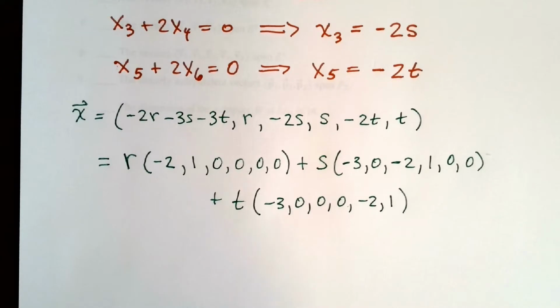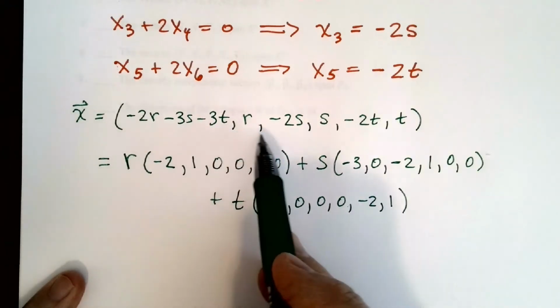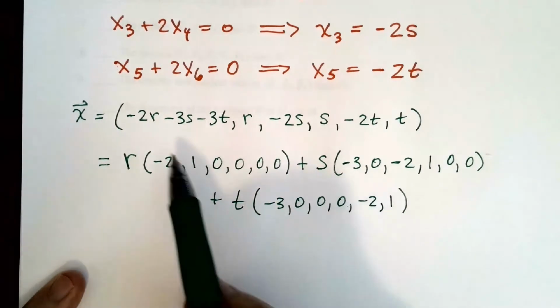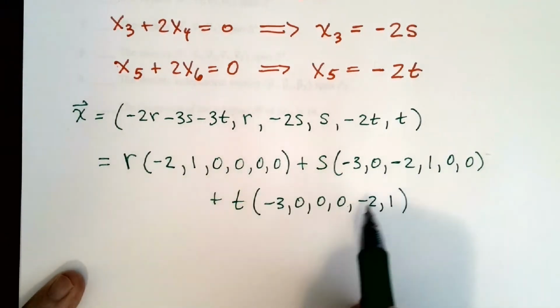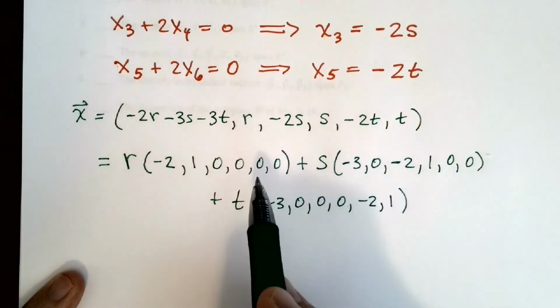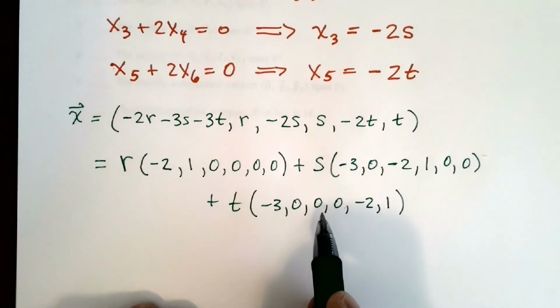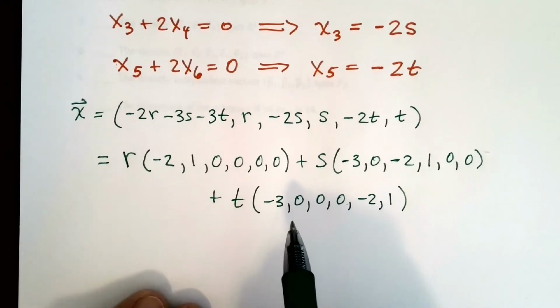Now, what have we just done? Every solution, every vector that is in the solution space to this system, can be written as a linear combination of these three vectors. And therefore these three vectors span the vector space. Okay, that's a good thing.